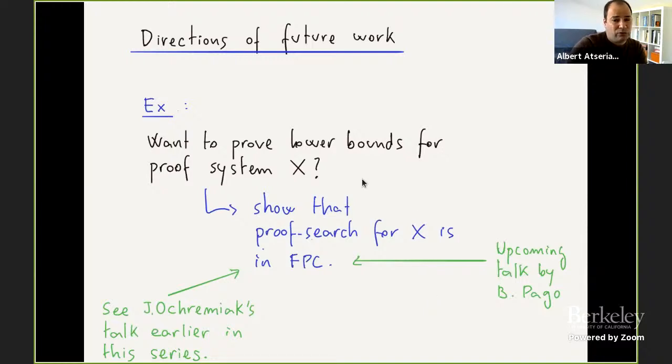So why would that be enough? Well, suppose that a certain formula is easy for proof system X. Then this FPC formula would be able to find the proof, because you showed that the proof search is doable in FPC. But on the other hand, you know that some unsatisfiable formulas are hard to distinguish in FPC from satisfiable ones. So it could not have had a small proof in the first place. So this way of proving lower bounds has actually been put to work, and I insist this is what Benedikt is going to tell us about. So I'll stop here, and I think I'm a bit over time, so thank you for your attention.